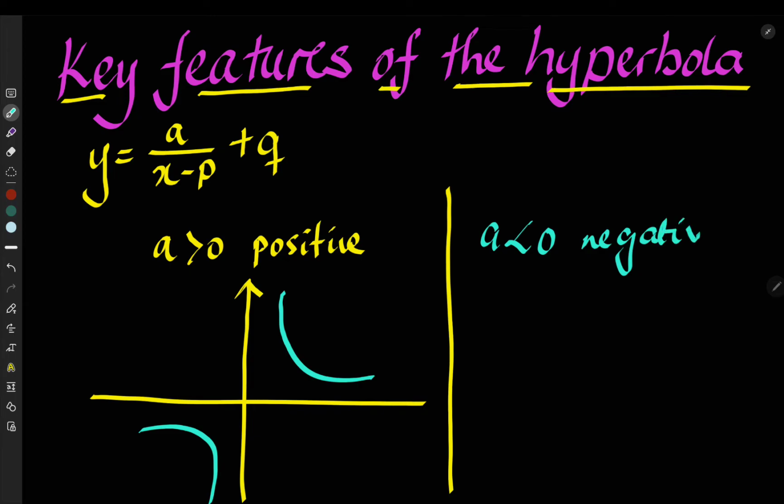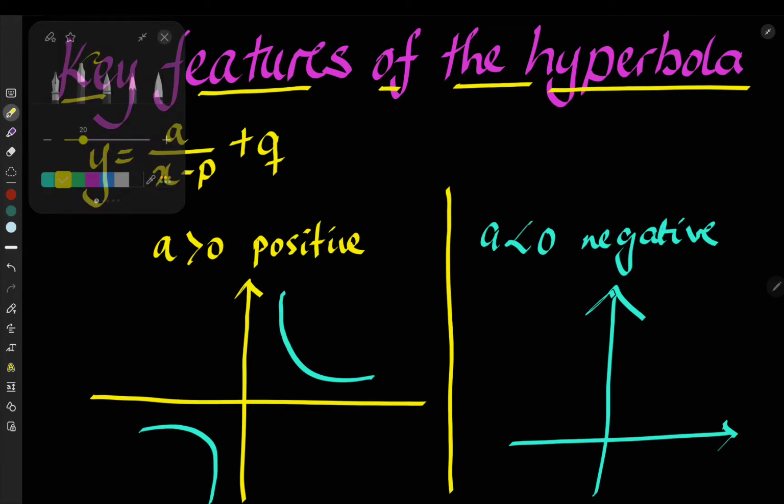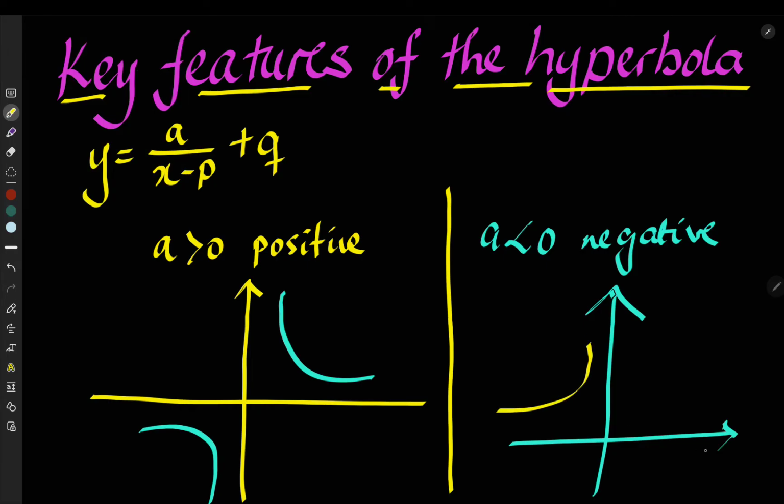A is negative. So if A is negative, and you've got that vertical and the horizontal asymptote, then the graph will be in those two quadrants, so the opposite quadrants. That's what A does to this kind of a function. So it's either the first quadrant and the third, or the second quadrant and the fourth. That is the other feature of A.